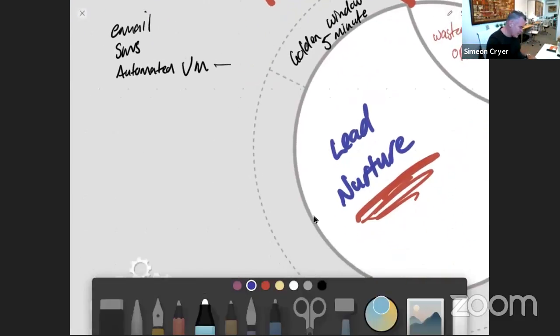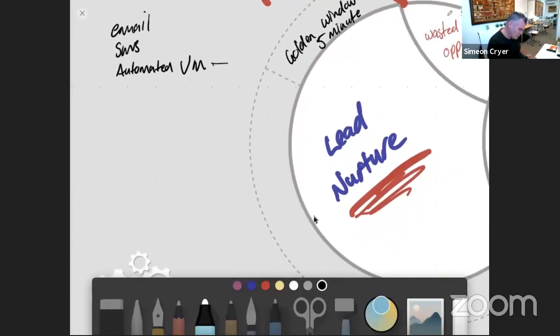Second element is what we call rapid indoctrination. And it's sort of what I was talking about previously, where you talk about why you're different in the marketplace, what sets you apart, what's your USP, your unique selling proposition, why are you different? Yeah, talk about some case studies of people that you've helped buy your product or service.